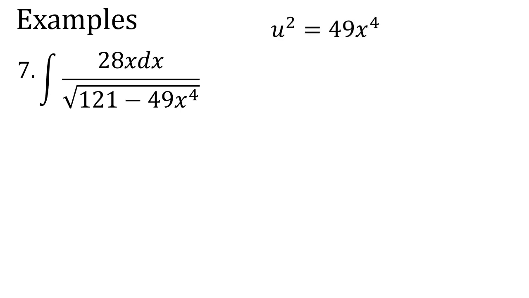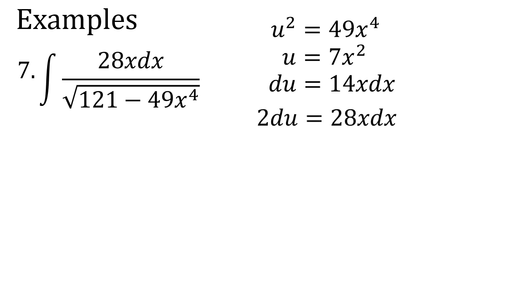So obviously, our u squared is equal to 49x to the fourth power. So u is equal to 7x squared. And getting du, we'll have du equals 14x dx. But in our given, we have 28x dx. So you know what to do. We're going to multiply both sides by 2. So we're going to have 2 du equals 28x dx.